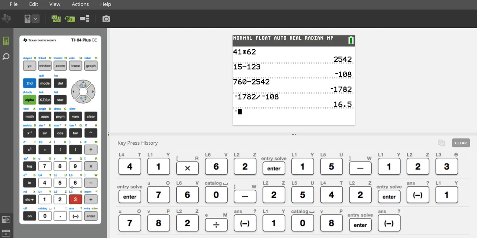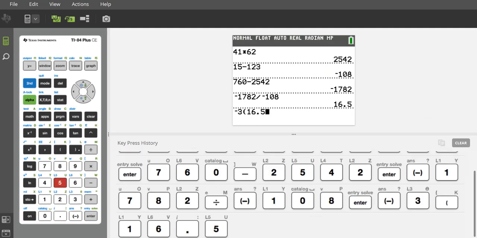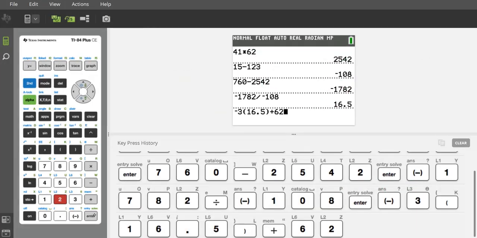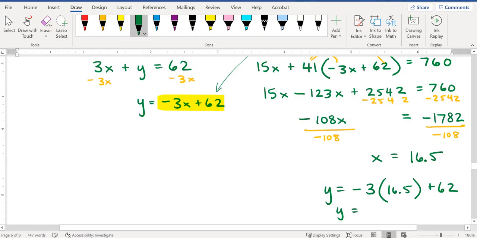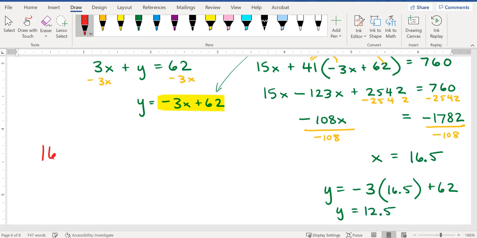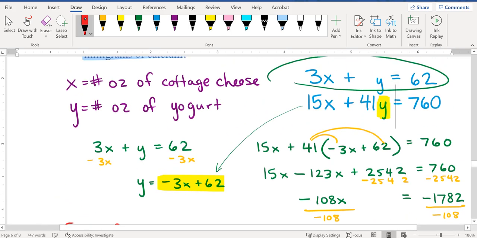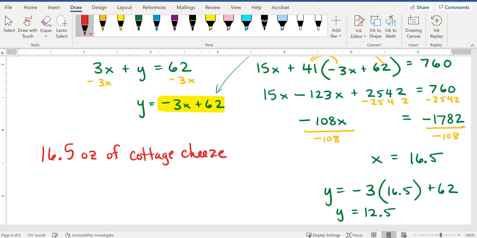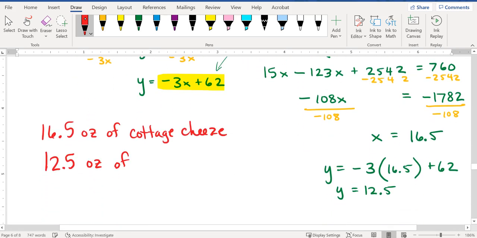Negative 3 times 16.5 plus 62. I get 12.5. Now I'm finished. What are my answers? I need 16.5 ounces of cottage cheese. And I need 12.5 ounces of, what was y? Yogurt.